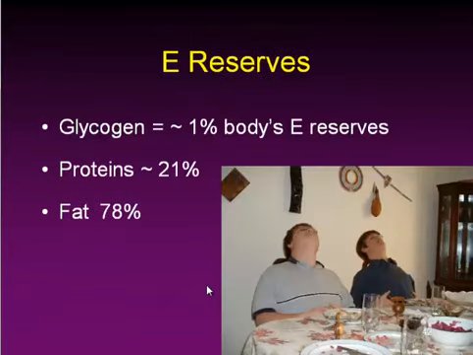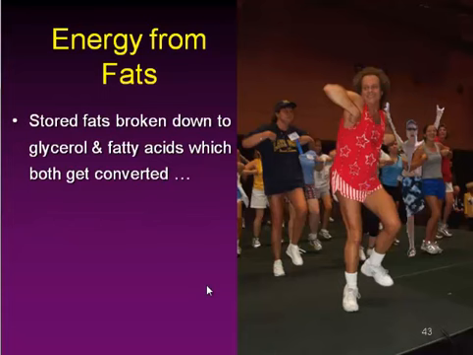So you end up burning your fat reserves and your glycogen reserves. Glycogen is only about 1% of your body's reserves. That's the stuff that you use up really, really quickly. Proteins are only about 21% of your energy reserves, but fats can be 78% of your energy reserves. So energy from fats, let's talk about that.